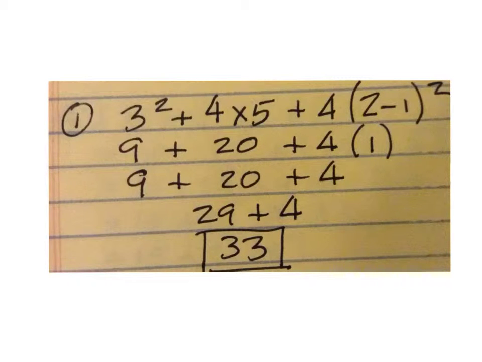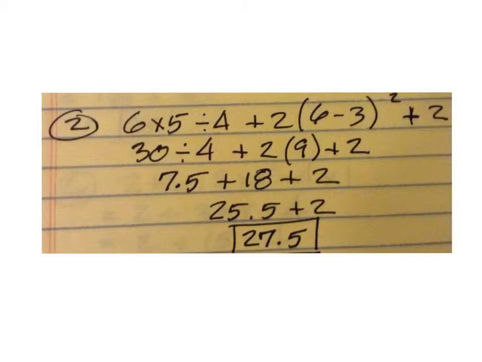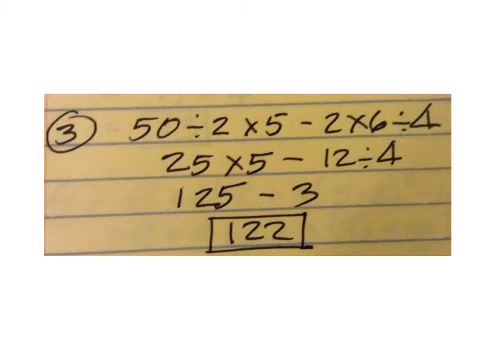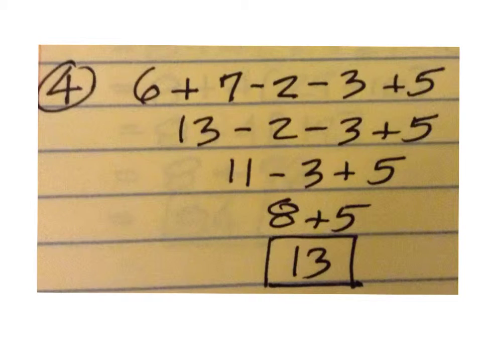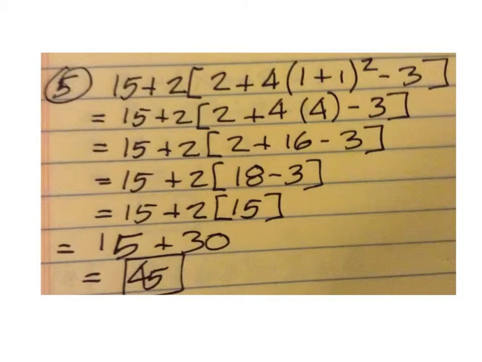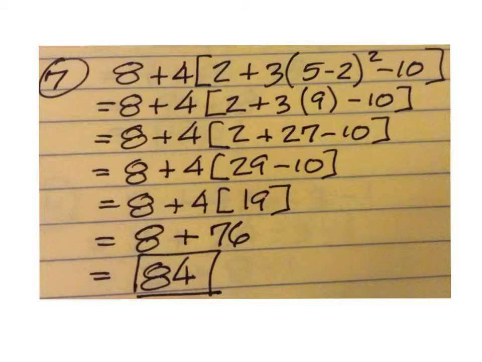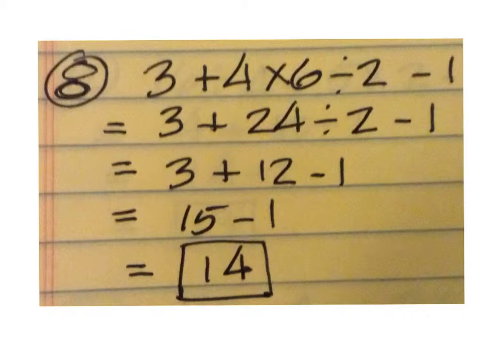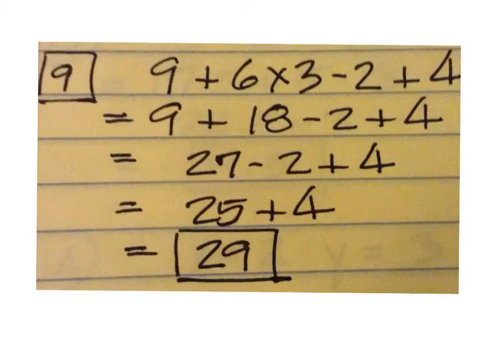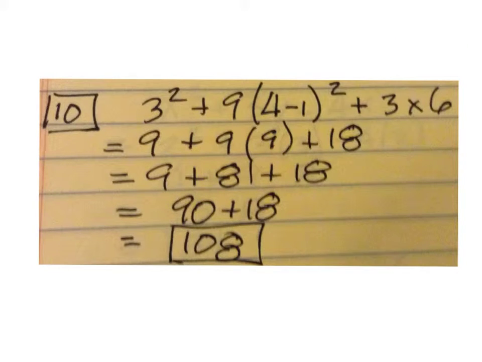Number 1 is 33. 2 is 27.5. 3 is 122. 4 is 13. 5 is 45. 6 is 13. 7 is 84. 8 is 14. 9 is 29. 10 is 108.